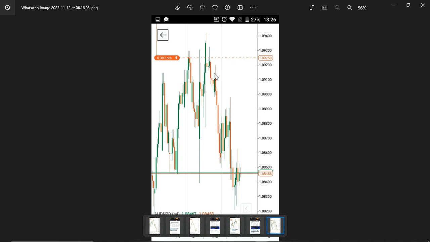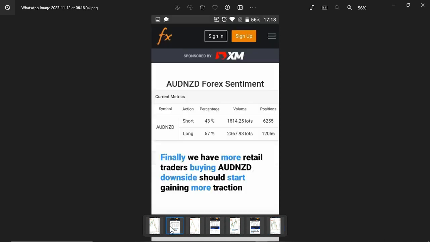And then eventually, when price started moving in my direction, we already saw a shift from over 90% of traders being short. Now we only had 43% of traders short and 57% of traders long. So that means that now the majority was on the buy side of AUDNZD, so price would start falling, right? Then finally, as I said here in the screenshot, finally we have more retail traders buying AUDNZD. Downside should start gaining more traction, right?